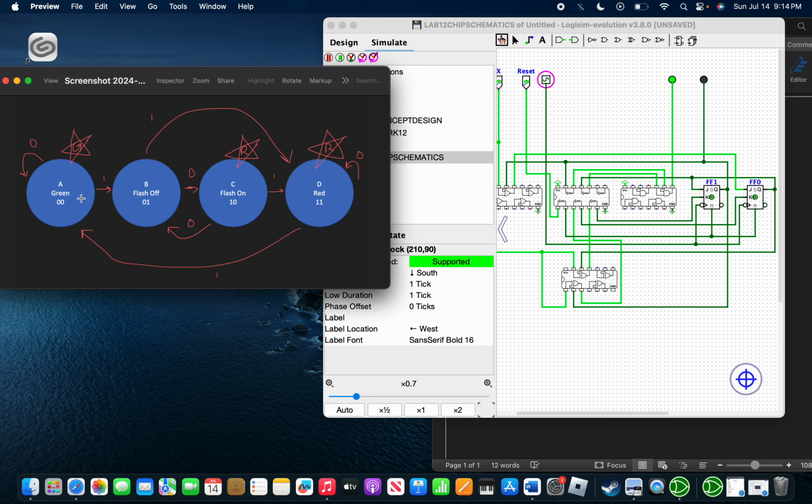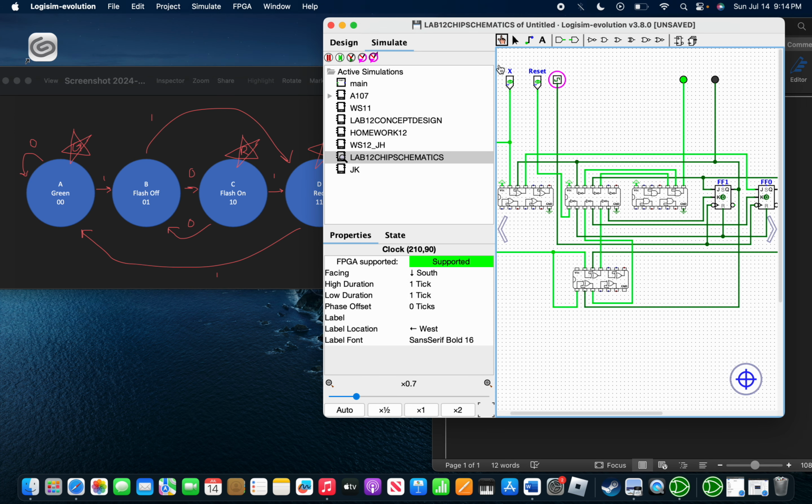As we can see, when we're starting from 0, 0, it's going to be green. From 0, 1, the flash is going to be off. Flash on is going to be 0, 1, 0 for C. And our red is going to be 1, 1, 1, or 1, 1. And then once we input that 1, it's going to go back to green. So this is how it's going to be looking like over here.